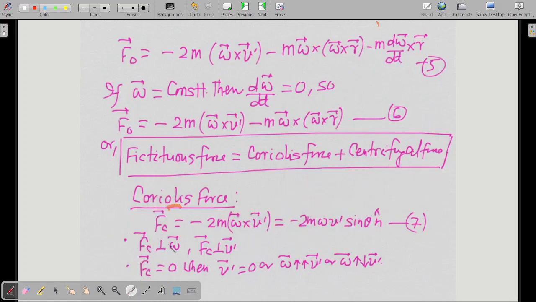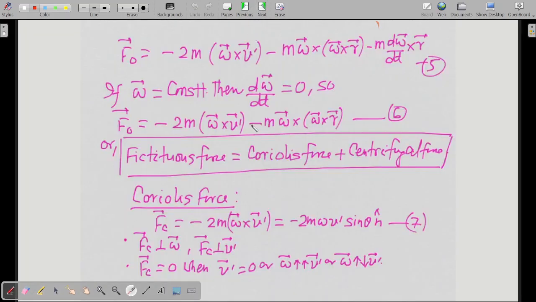So we have written here that Fc vector equals 0 when either v prime equals 0, because omega cannot be 0, or omega is parallel to v prime. In that case theta equals 0, so sine 0 equals 0, this term vanishes, and Fc equals 0. And when omega and v prime are anti-parallel, theta equals 180, and sine 180 equals 0, so this term vanishes and Fc equals 0 in that case also. So Fc vector equals 0 when these three conditions exist, right?